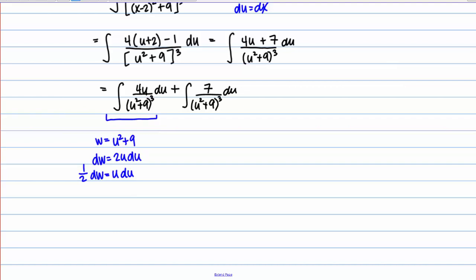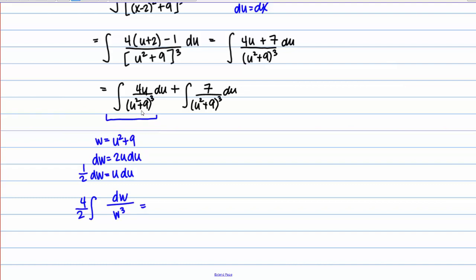So then going back and rewriting my original integral, I'm going to go ahead and pull this factor of 4 out front, and I'm going to combine it with this factor of 1/2 that I know I have to introduce. So I'm going to have a 4 over 2 out front, and then my u du on the top is, of course, 1/2 dw. I already have the 1/2 out front, so I'm just going to get a dw there. And on the bottom, I have u squared plus 9. Oh, well, that's just w, so w cubed. Well, that's not so bad.